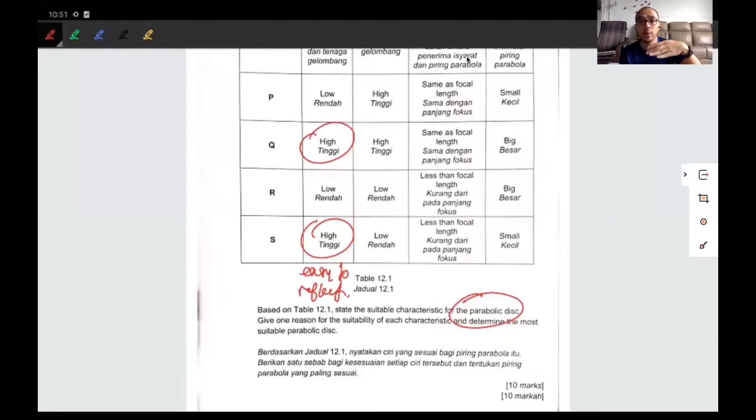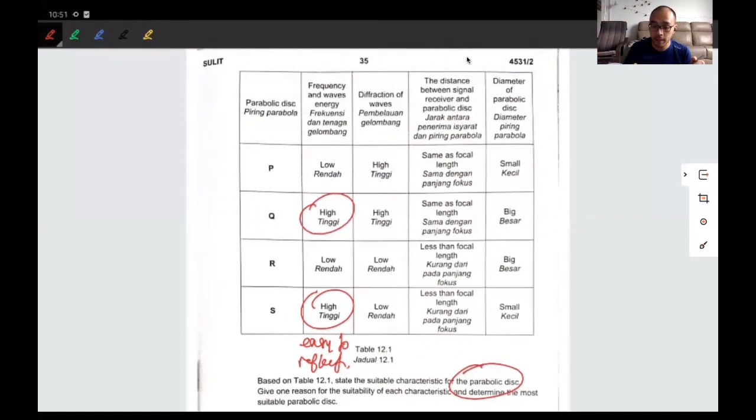Okay, because whenever waves move, whenever waves propagate, they will lose energy along the way. So we want it to be transmitting with high energy, so that by the time it reaches the TV, kan, dia tidak akan kehilangan that much energy or frequency.